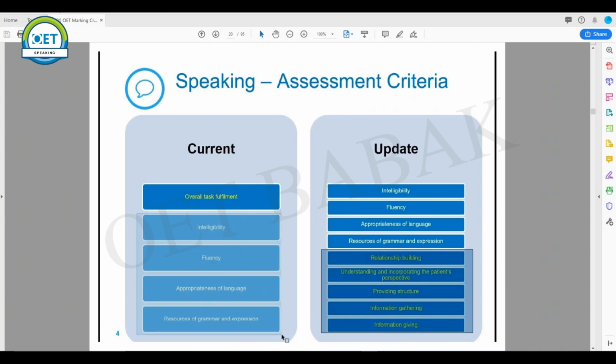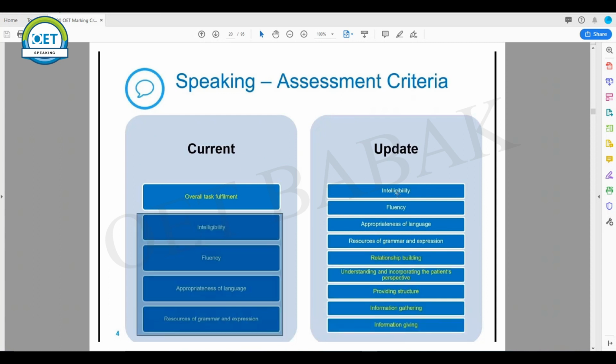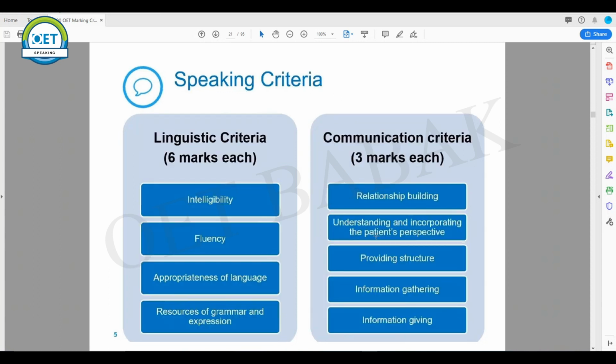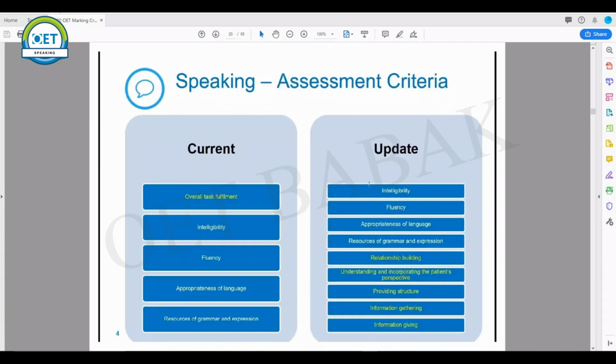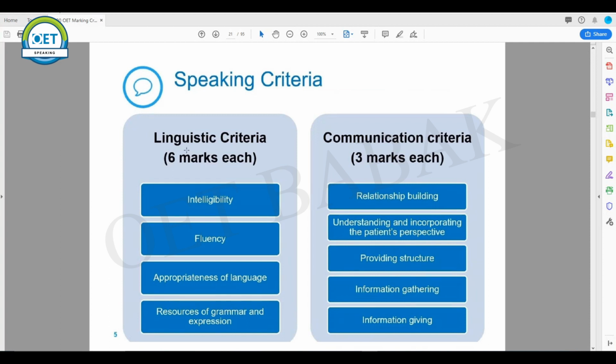The language criteria hasn't changed. We will just have a look. So very quickly, this overall task fulfillment used to have 100 marks. Can you see that? There's 1, 2, 3, 4, 5 criteria, 100 marks each. It has changed. Now look at this.